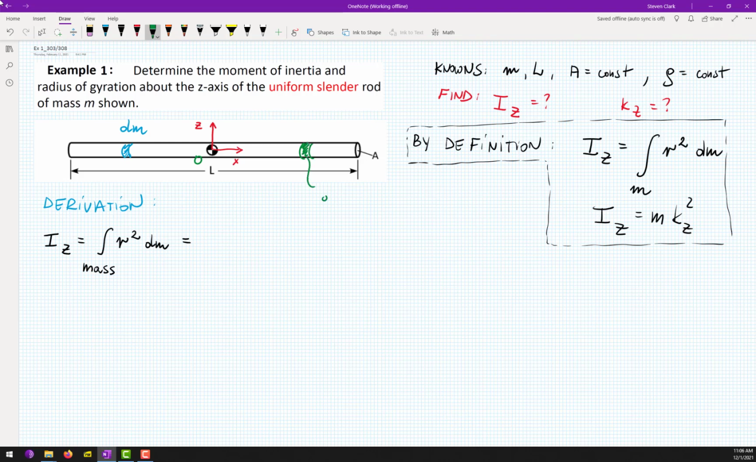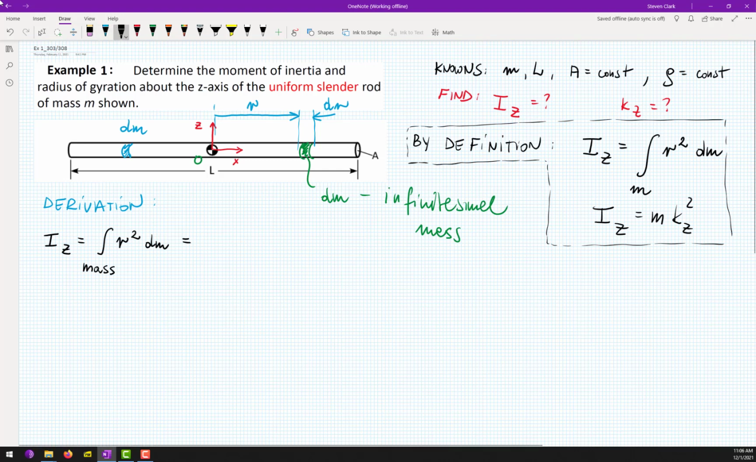This is infinitesimal mass. And what is r? R is obviously the distance between axis r and the dm. And our dm has length of dr. Oh, sorry. Okay. So what can we do in here?